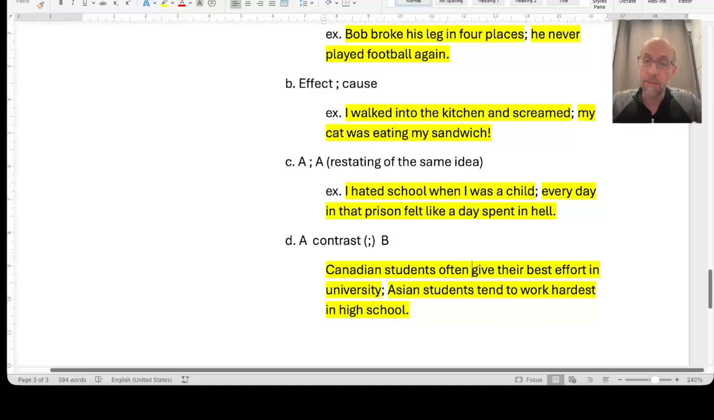Canadian students often give their best effort in university, semicolon. Asian students tend to work hardest in high school. Okay, I think that's true from what my students have told me in my own personal experience. So let's look at that. These two are very clearly comparable. We can contrast these two things. We have Canadians and we have Asians. We have best effort in university, best effort in high school. So the two sides very easily can be compared. And in that situation, I think that the semicolon by itself could be used because the reader can easily figure out what's going on here, right?